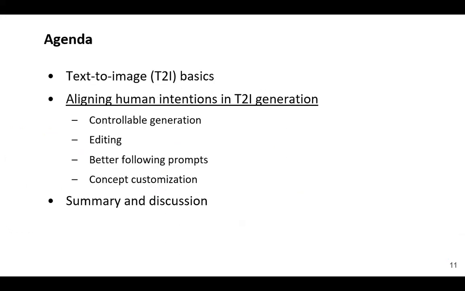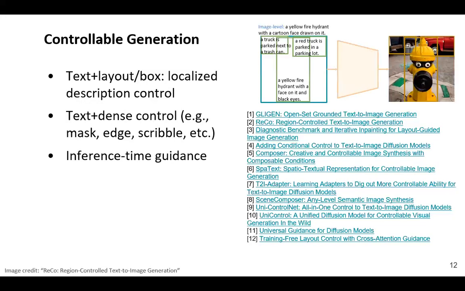So I have just talked about some very brief overview of the basics in text-to-image generation. And next, we could continue on to the following four aspects that we talk about in the so-called aligning human intention in text-to-image generation. Again, controllable generation, editing, better following prompts, and concept customization. We start with controllable generation.